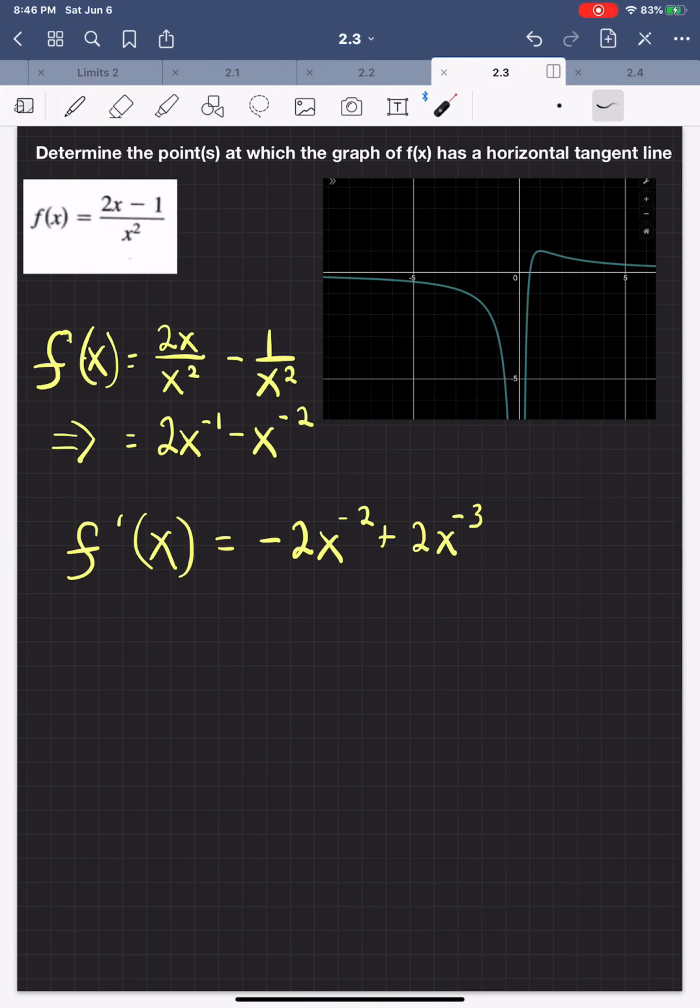But this time, we want to know the points where there's horizontal tangent lines. So a horizontal tangent line would mean that your slope is 0, right? A horizontal line has a slope of 0. So in this problem, it's telling you what to set the derivative equal to, right? We care about when the derivative is equal to 0.